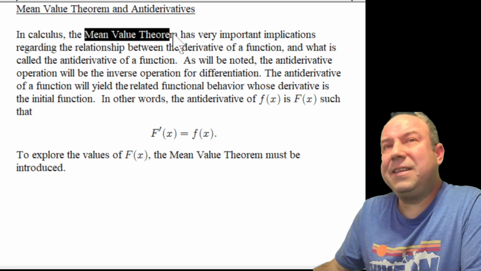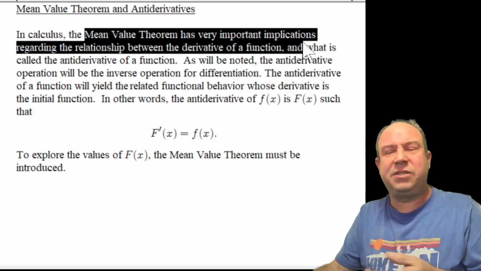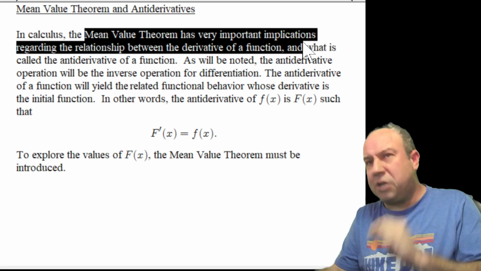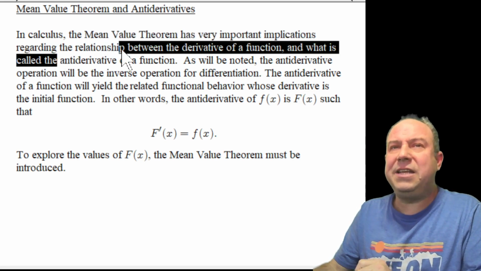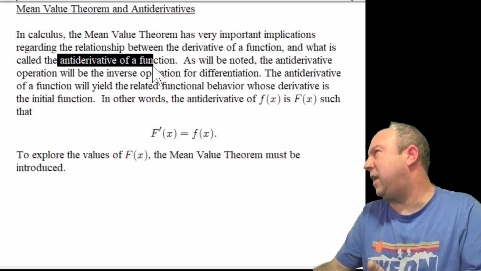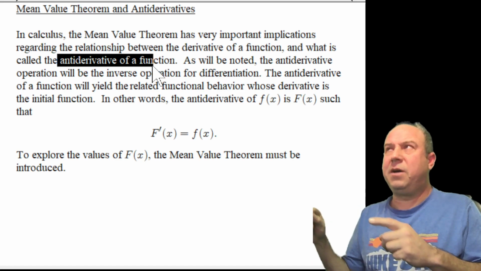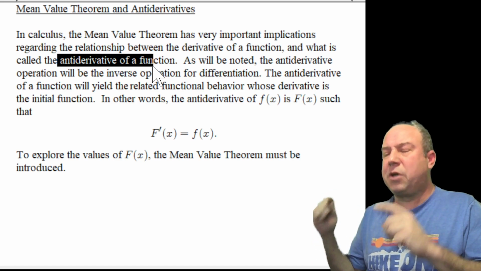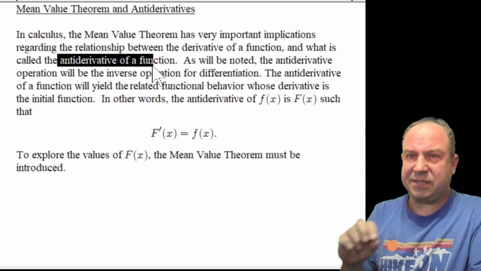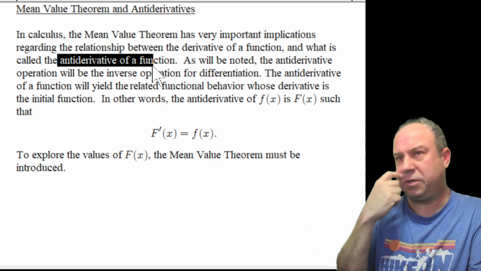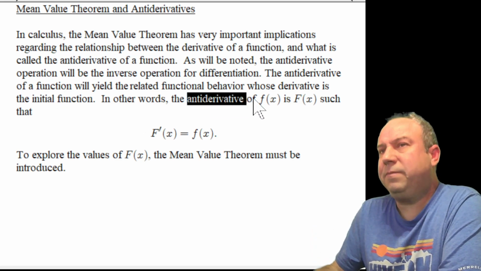And the mean value theorem has very important implications, results that are related to what we see in the case for the antiderivative of a function. There are some results of the mean value theorem that we have to take into consideration when we begin discussing the antiderivative function. Now, what do we mean by the antiderivative function?